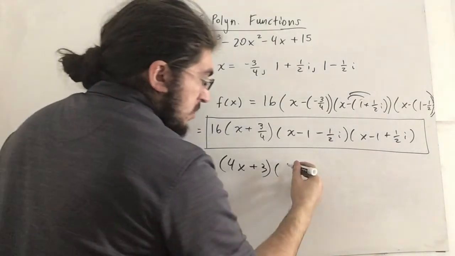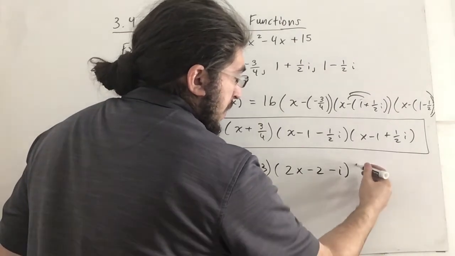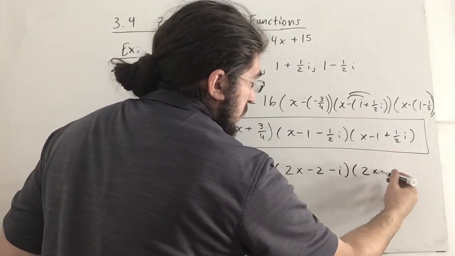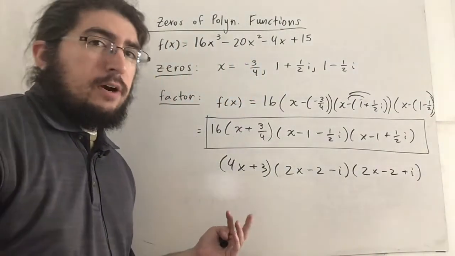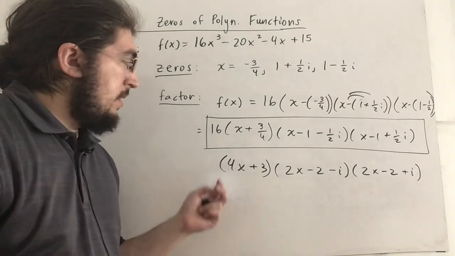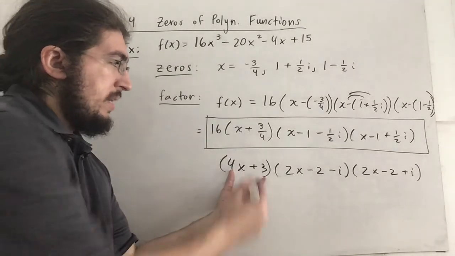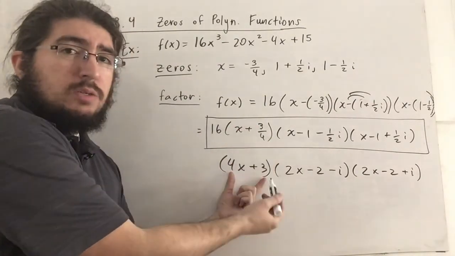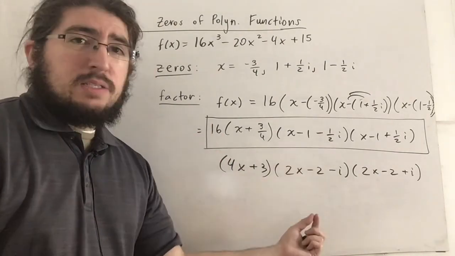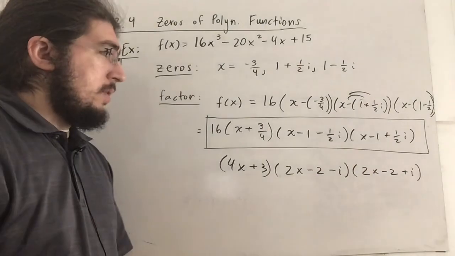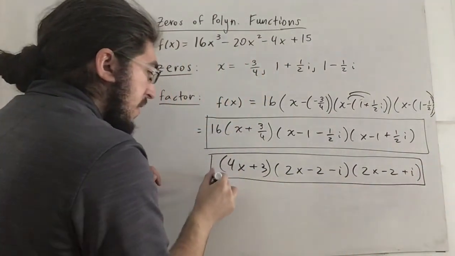2 will distribute into this one, so it'll be 2x minus 2 minus i. And 2 into this one, that's going to be 2x minus 2 plus i. Now that sounds a little bizarre, but it works out actually. So remember, 16 is 4 times 4. One of the 4's is distributed into this. We get 4x, and here the 4's cancel, you should get 3. The other 4 is split into two 2's. One 2 goes into this one to cancel that 1/2, and the other 2 goes into that one to cancel that 1/2. So in my opinion, this looks a little nicer as a factorization into linear factors.